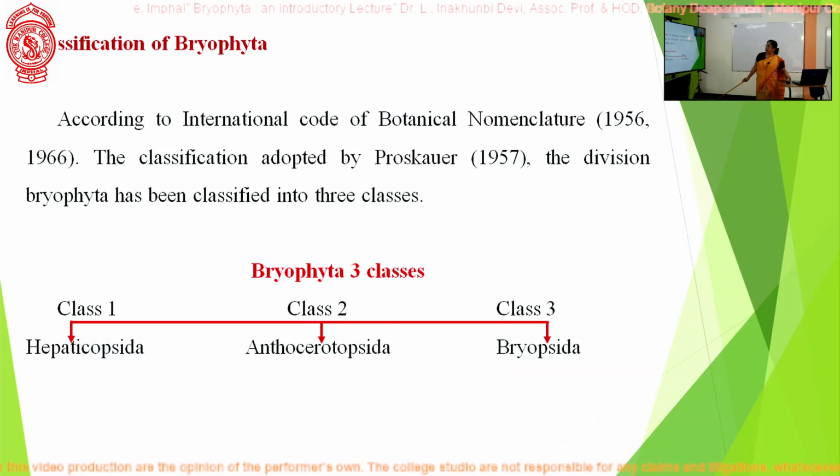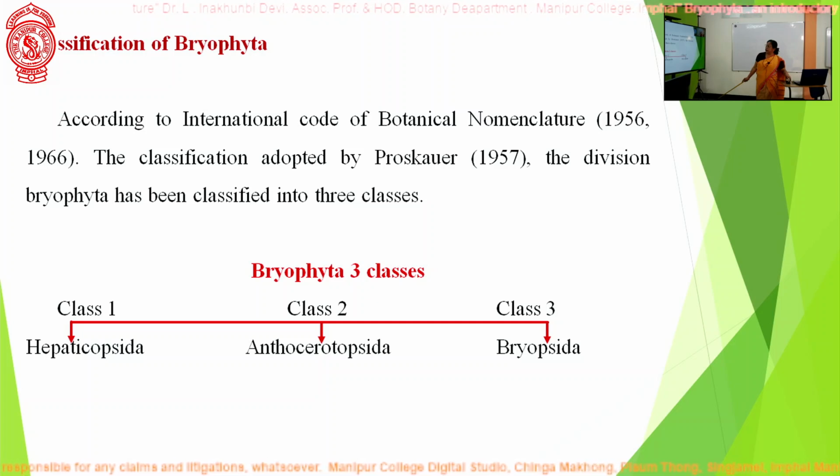The orders are Sperocarpales, Marchantiales, Jungermanniales, and Calobryales. Sperocarpales is Sperocarpus, Marchantiales is Riccia and Marchantia, etc., as I have already told you in the diagram. Jungermanniales is Pellia, Porella, etc., and Calobryales is Calobryum. And the next class is represented by Anthocerotopsida, that is Anthocerotae. Here, the gametophytes are dorsiventrally differentiated.